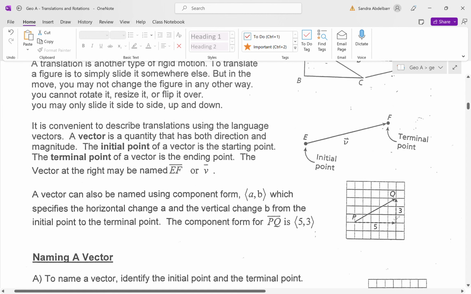All right, so we're going to bring in some high school into this. It is convenient to describe translations using the language of vectors. A vector is a quantity that has both direction and magnitude. The initial point of a vector is the starting point. The terminal point of a vector is the ending point. The vector at the right may be named vector. So what a vector looks like, the symbol for it.